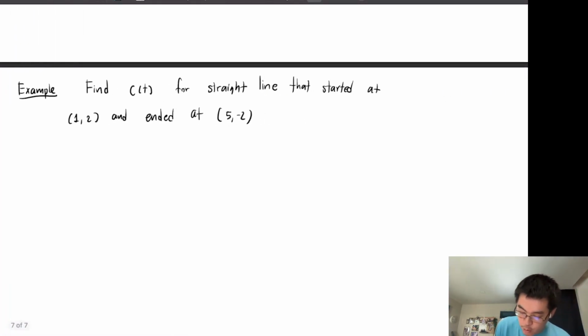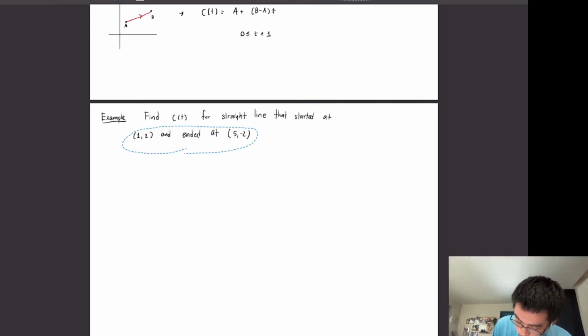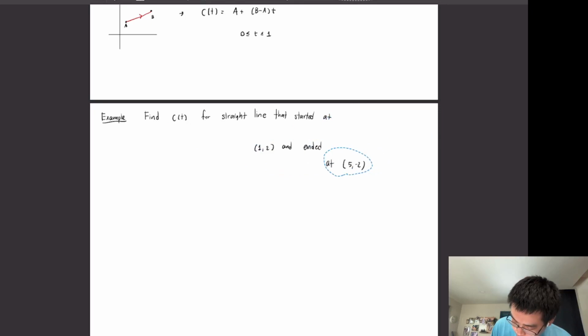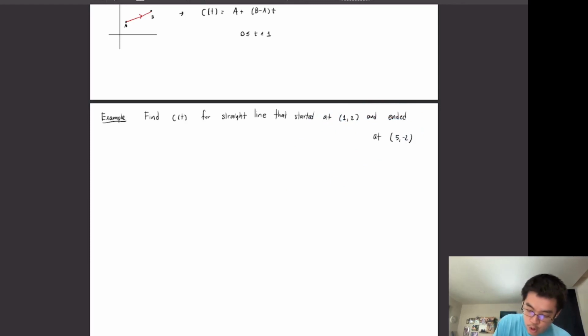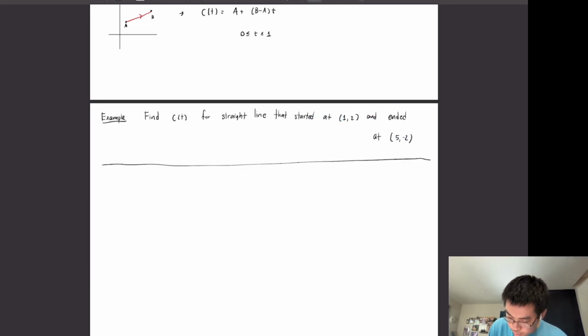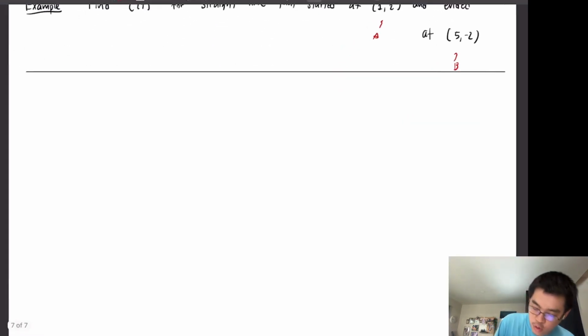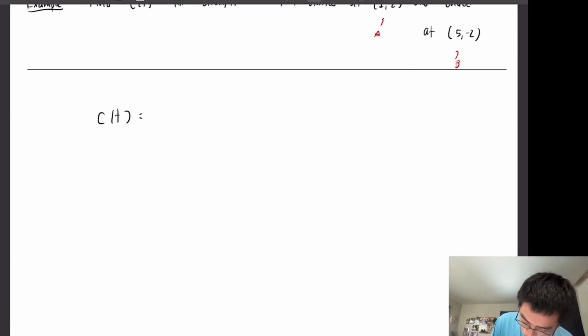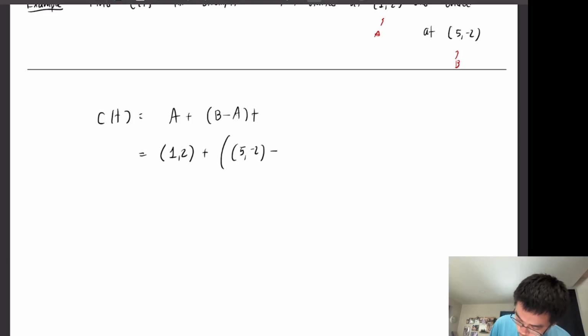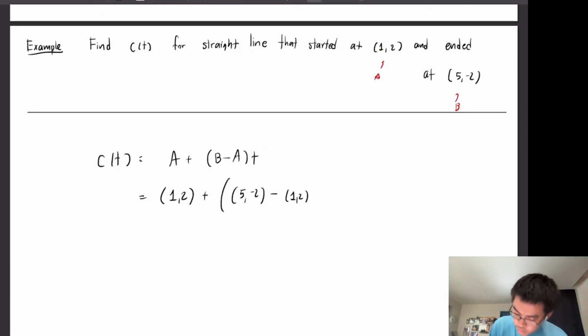All right. So example would be like this. Find a straight line that start at (1, 2) and end at (5, -2). Okay. When you see like this, what we do, we just say that this is the A, this is the B, right? A is the start, B at the end. So you see C of t equal to A plus B minus A t, right? So we get (1, 2) plus (5, -2) minus (1, 2) t.